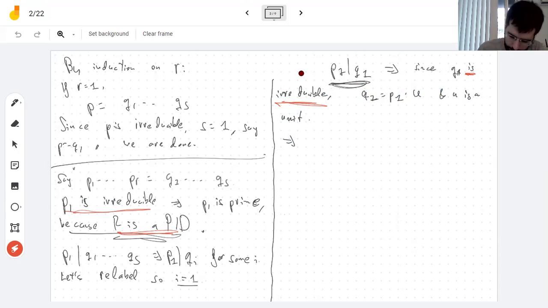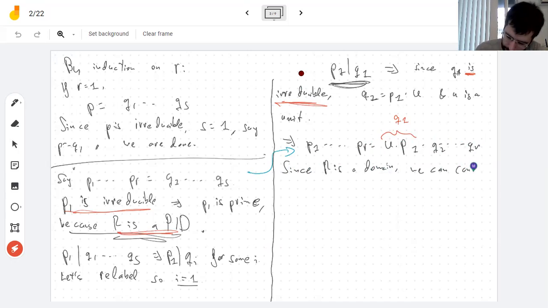So this equation becomes the product of the P's is the product of the Q's, but Q1 now becomes a multiple of P1. Since R is a domain, we can cancel P1, and this would tell us that P2 up to PR equals a unit times Q2 all the way to QS, oh, QS, not QR.